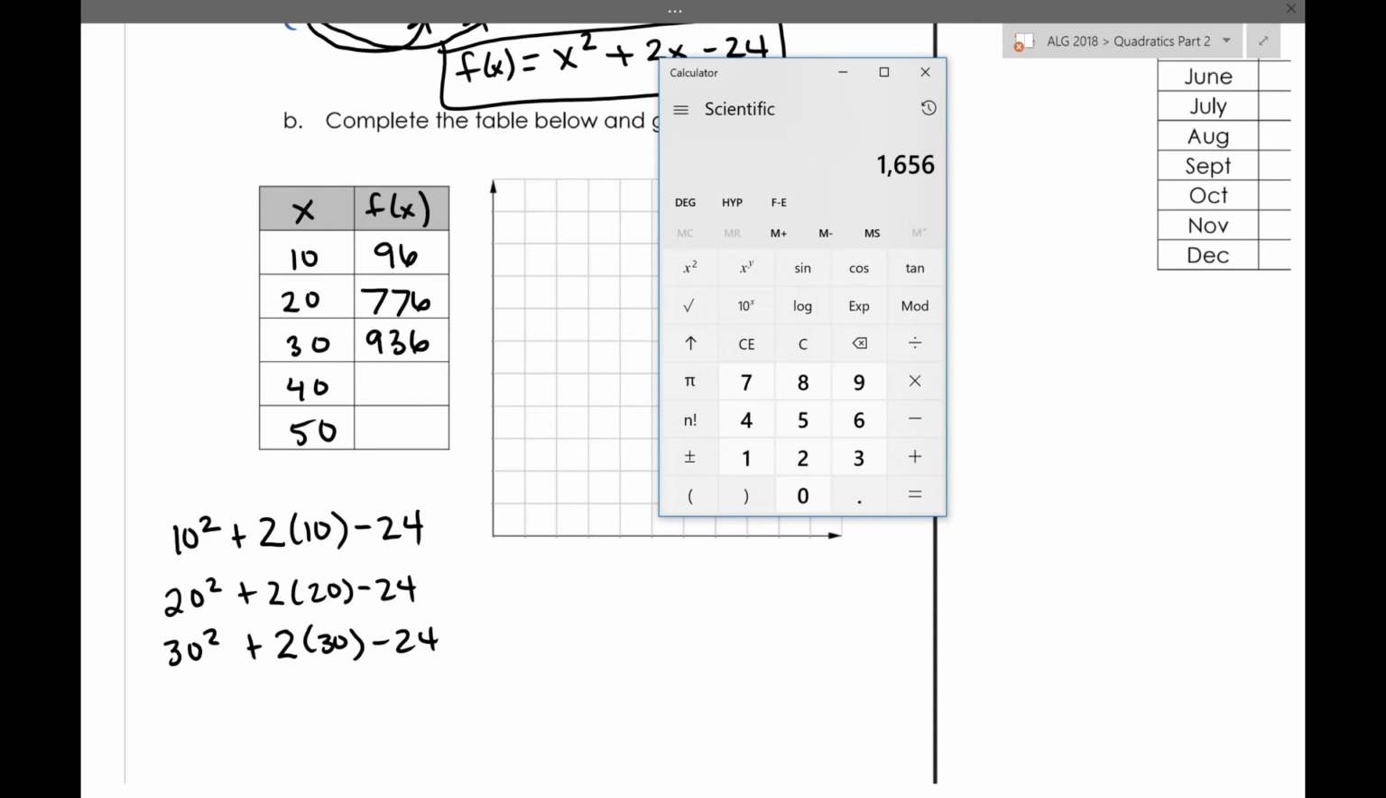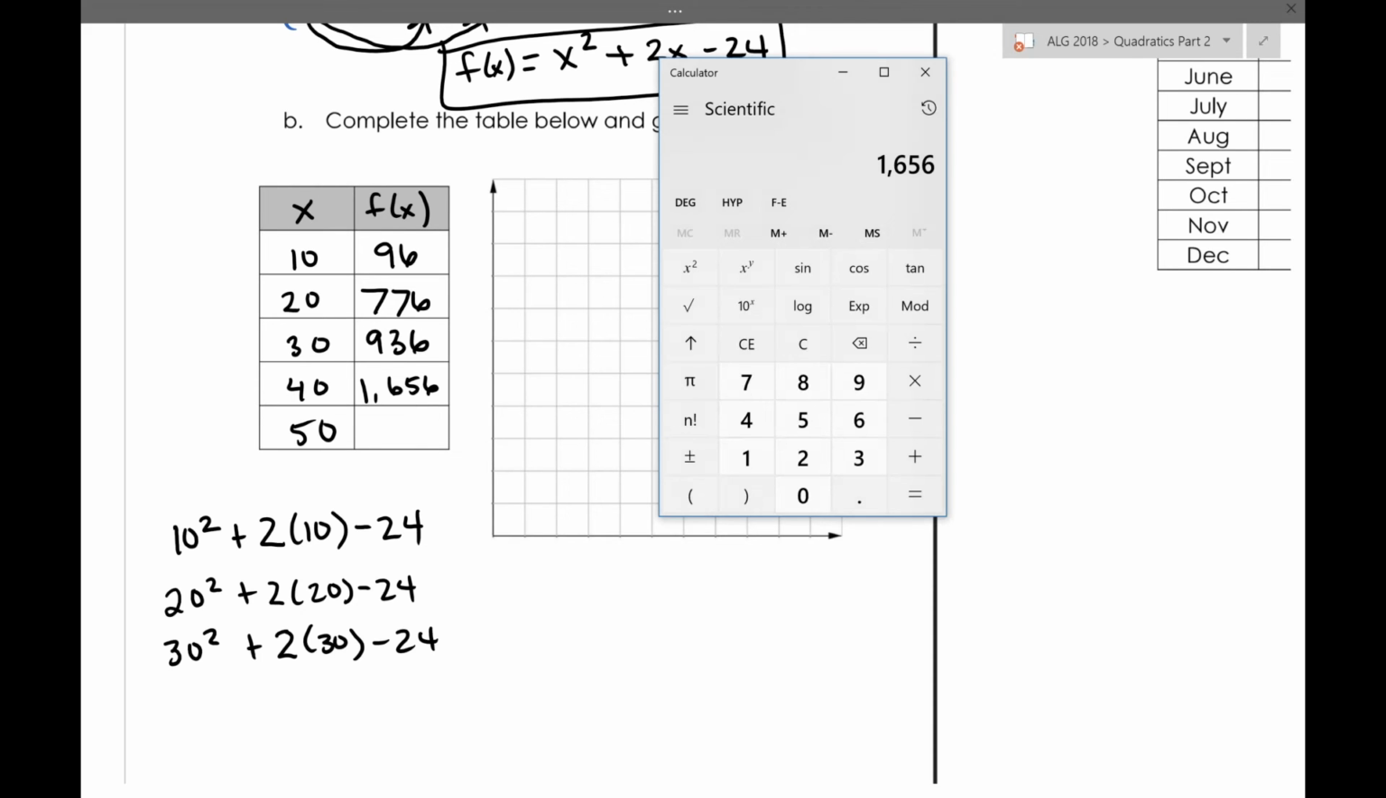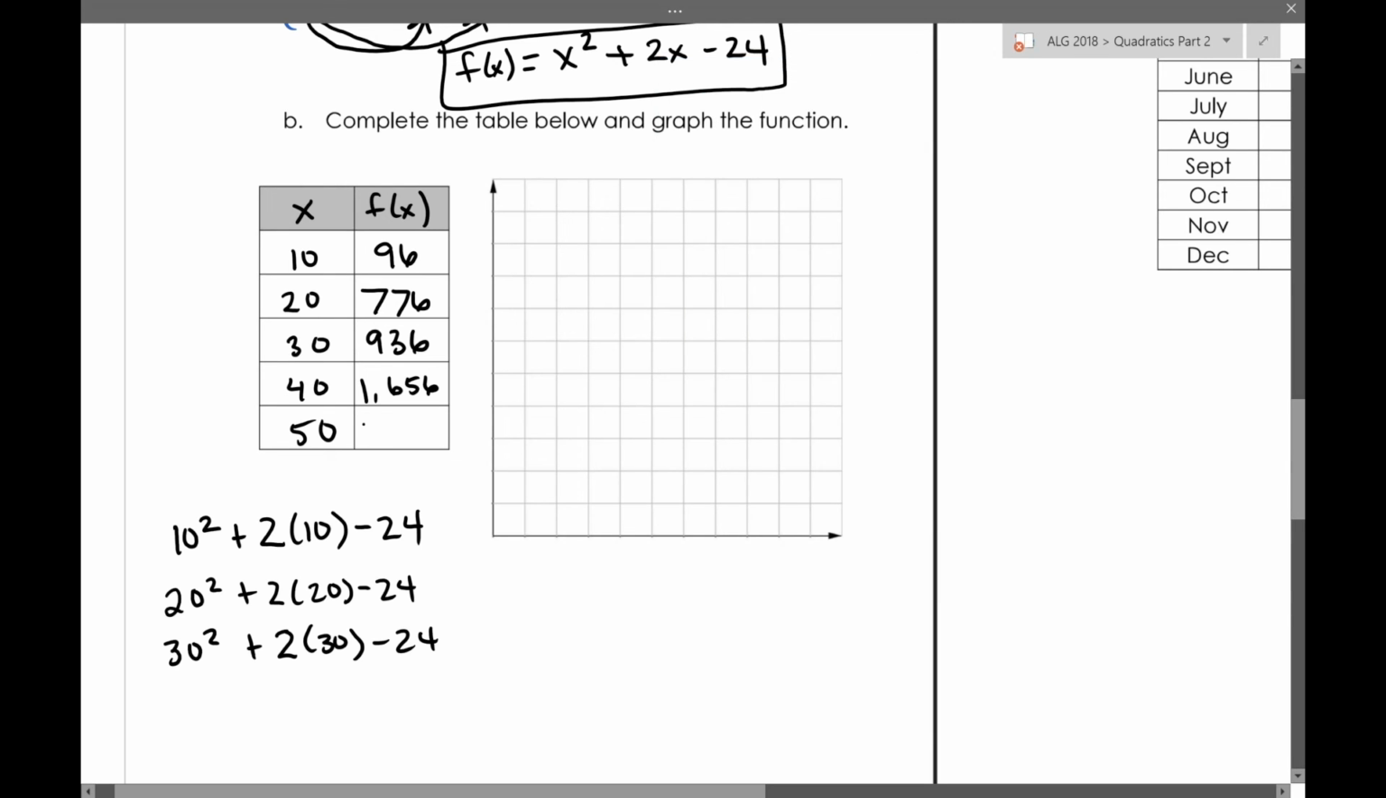Okay, now I have 1,656. And last but not least, I have 50. So I do 50 squared plus 2 times 50 minus 24. Gives you a total of 2,576. Okay, now I need to label my x's and y's.